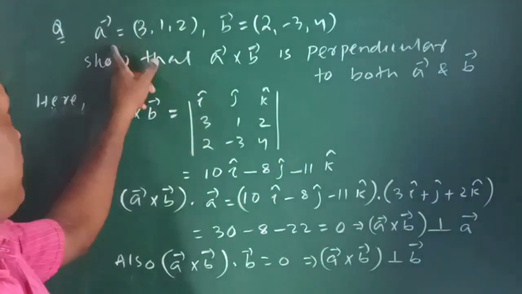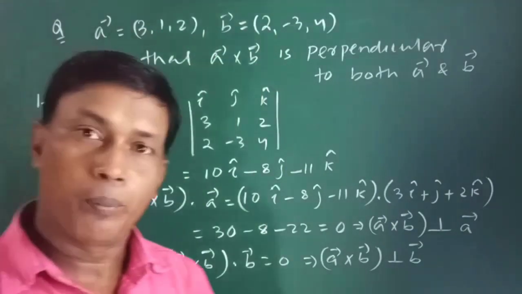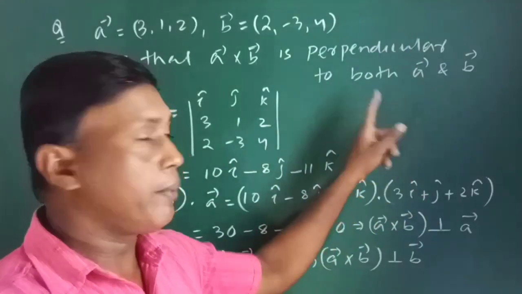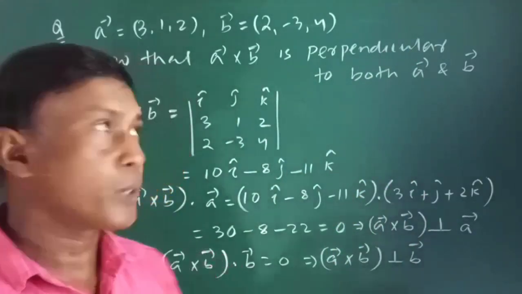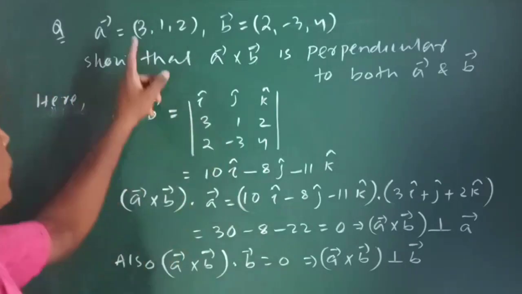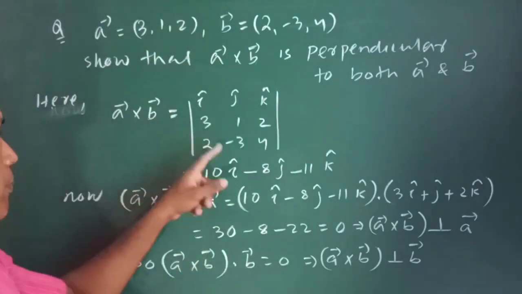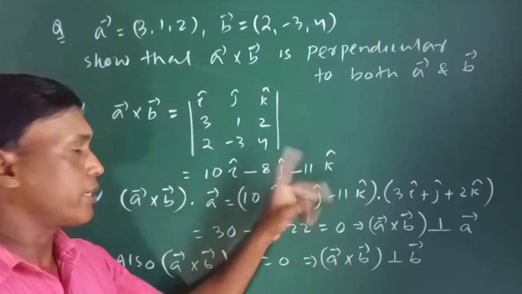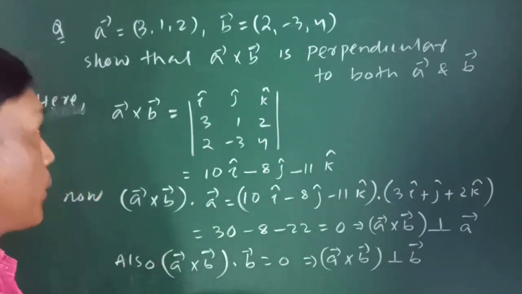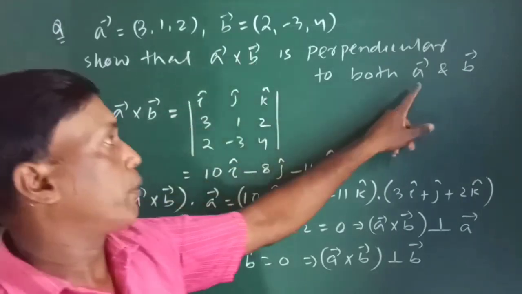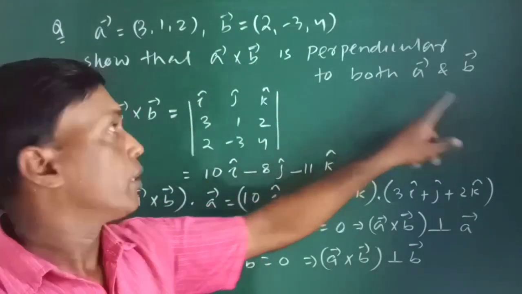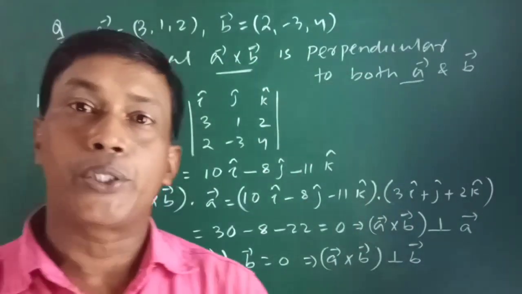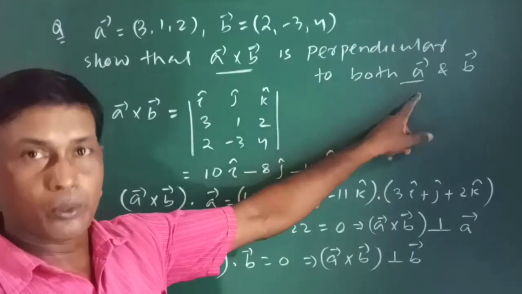Another question is, A vector is given and B vector is given. Two vectors are given, to show A cross B is perpendicular to both A vector and B vector. First find A cross B. As you know, A and B are given. A cross B means the determinant, and A cross B is 10I cap minus 8J cap minus 11K cap. But we want to show A cross B is perpendicular to A vector and B vector. Two vectors are perpendicular if their dot product is 0. So find the dot product of these two vectors.